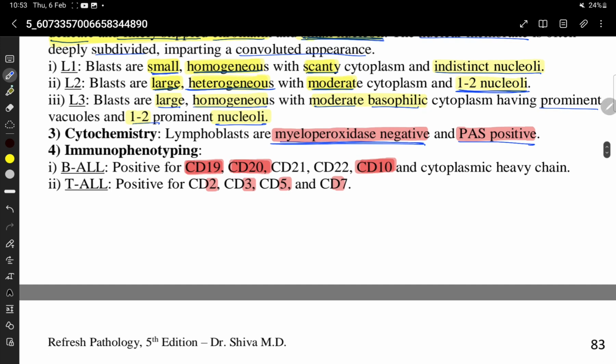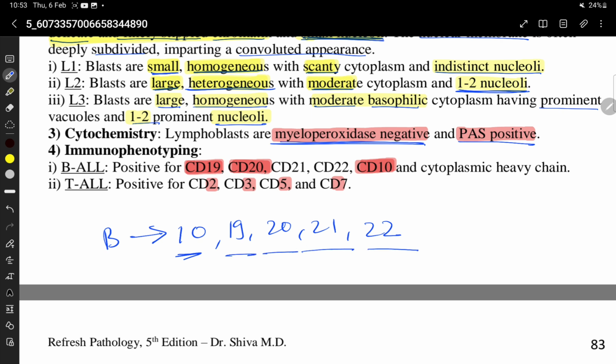Immunophenotypically, B-ALL is positive for CD10, 19, 20, 21 and 22, and cytoplasmic heavy chains. T-ALL is positive for CD2, 3, 5 and 7.